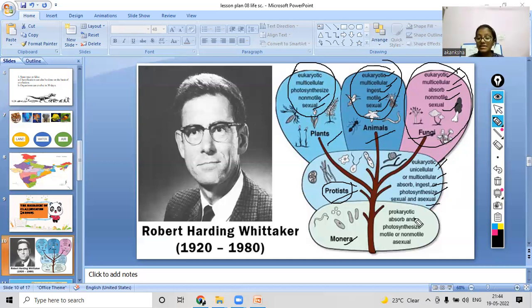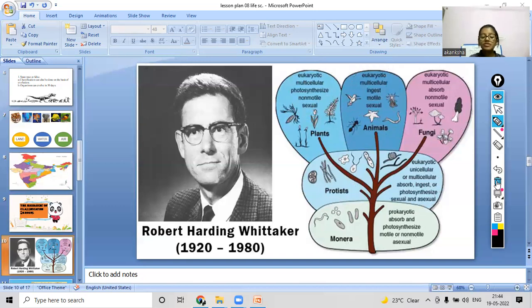Okay, let's see Monera. What types of organisms come in Monera? They are prokaryotic. They absorb and photosynthesize, meaning there are plants also, and they can be motile or non-motile. So some of them can move and some of them cannot move, and they are asexual in reproduction. So this was all the detail about Robert Harding Whittaker's classification of organisms. Right? So now we will move ahead. If you have any doubt, you can write in the chat box. Then we will move on ahead.